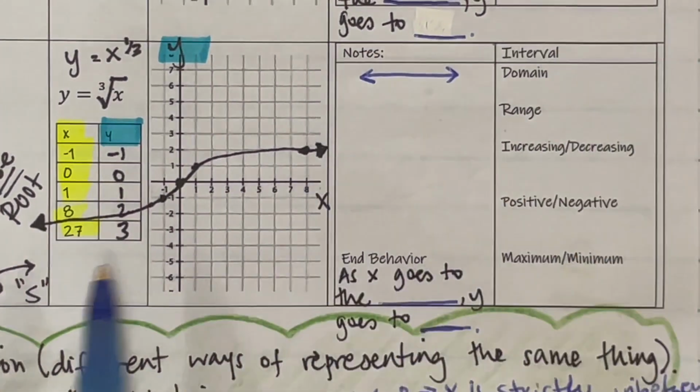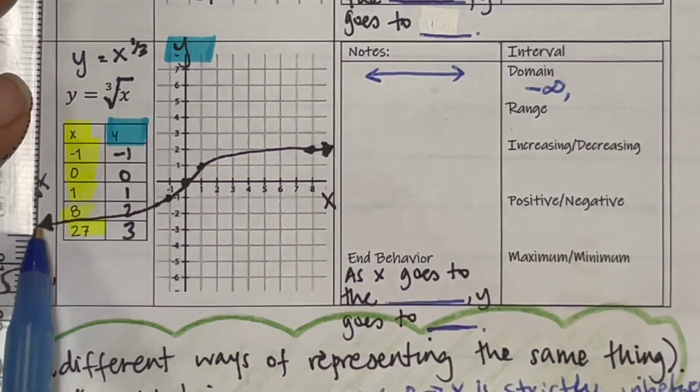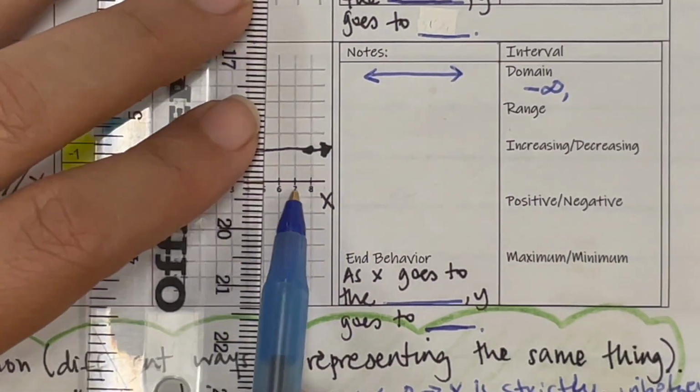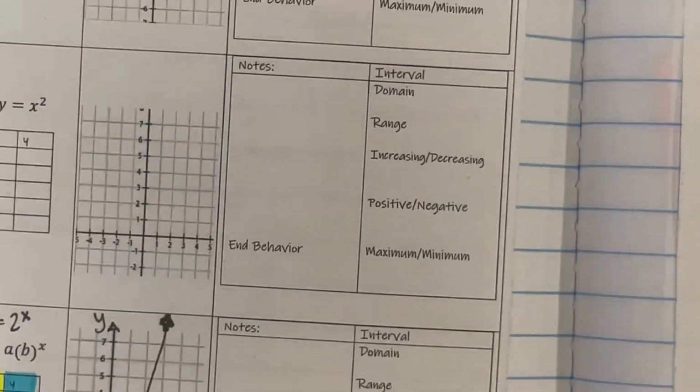Again, from left to right. So starting on the left, is there a graph? Yes. On the left, there's a graph, so that's negative infinity. And it keeps going all the way to where? Positive infinity. And again, because it's not numbers, it is parentheses.